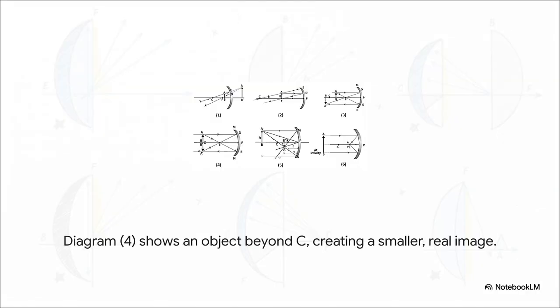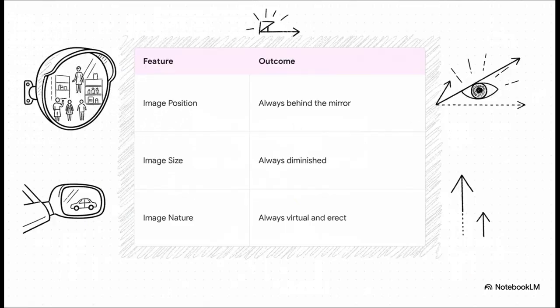And here's what that looks like in a diagram. This is that first case from our table. See? We draw one ray parallel to the axis, that's rule 1, and another one through the focus, that's rule 2. And look where they cross, that's our image. And just like the table predicted, it's smaller, it's inverted, and it's located between C and F. It works every time.